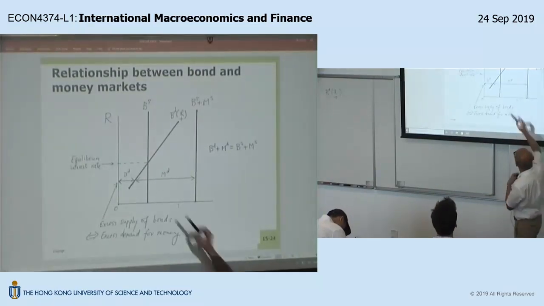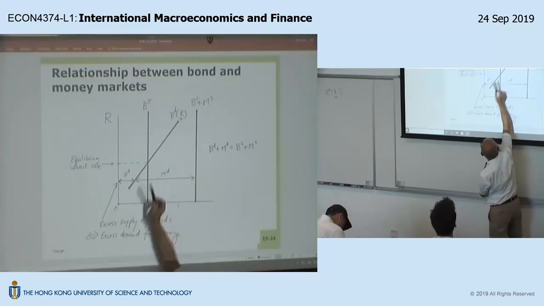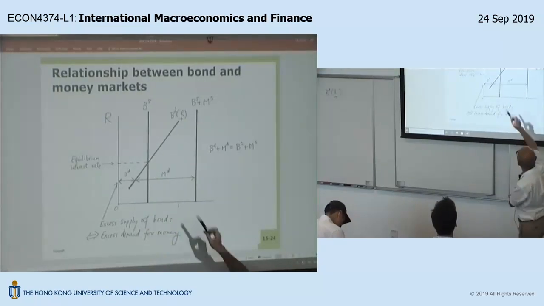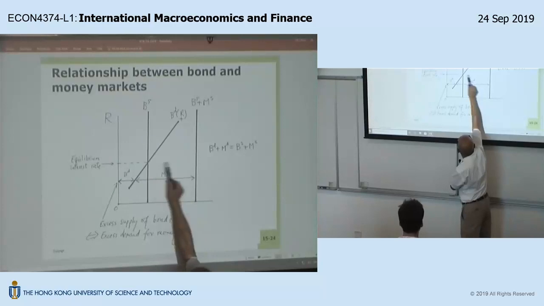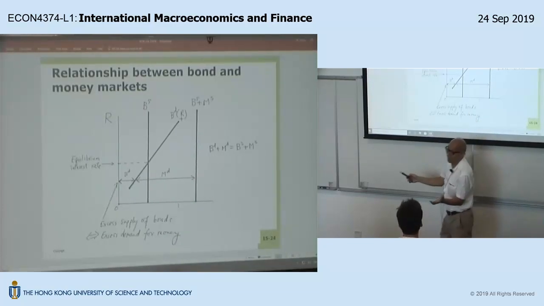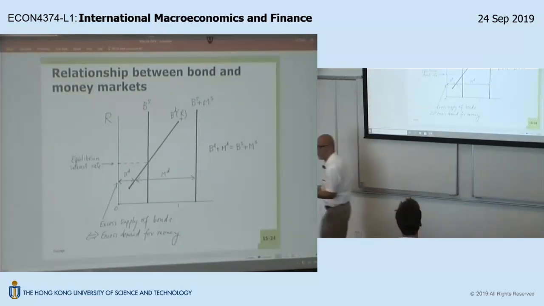So at this equilibrium interest rate, where the bond market is in equilibrium, the supply of money is also equal to the demand for money. So there are two sides of the same coin.